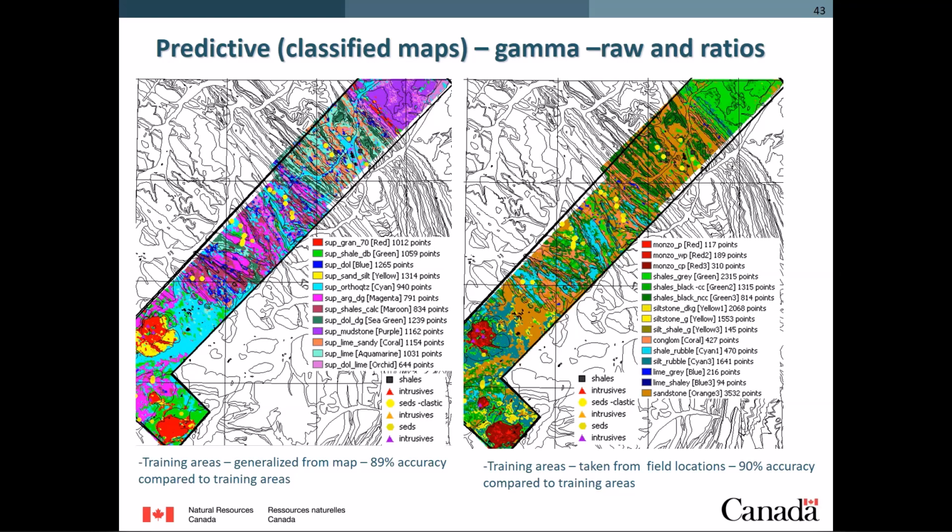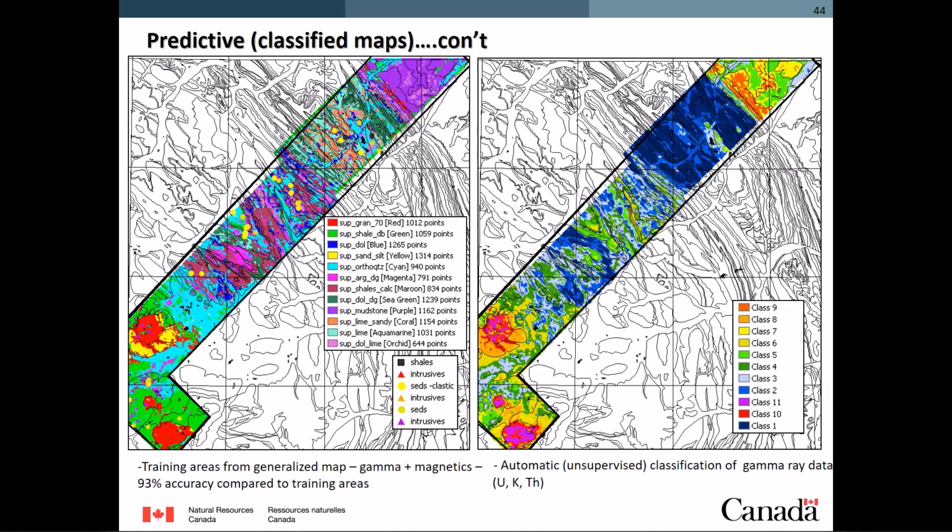So I hope we can convince you, at least in this geologic terrain, the gamma ray data becomes very, very easy. I think this is gamma and magnetics now. I added the magnetics, and it was even higher. It was about 94% accuracy. And this is something different, completely different.